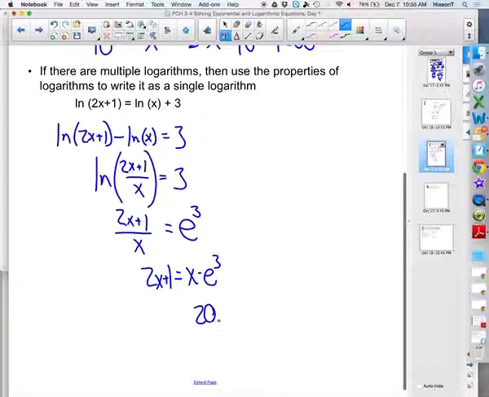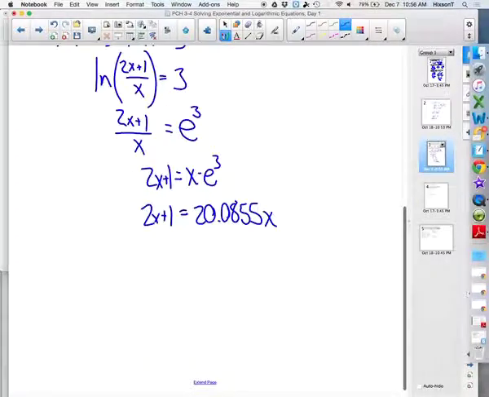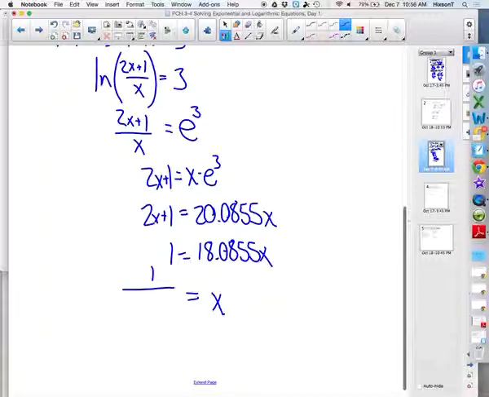20.0855. 20 point what? 0.0855. 20.086. So, that's how many x's I have on the right. That equals 2x plus 1. So I need to subtract 2x, 18.0855. So x is 1 over 18.0855, roughly 0.055.